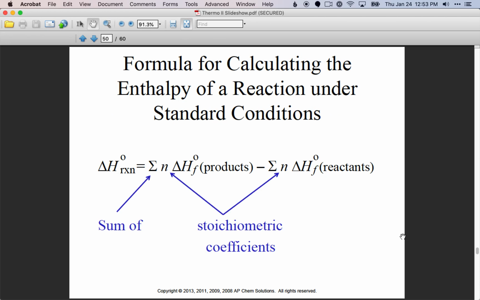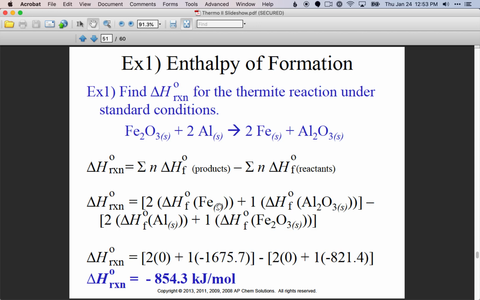Okay, so setting up a calculation for enthalpy of formation, notice that you're looking at heat of reaction, and this little degree symbol represents the standard state. You have to pay attention to the stoichiometry when you're doing these kinds of calculations. So it's always products minus reactants. And here's an example where we have iron 3 oxide reacting with aluminum, and this produces iron plus aluminum oxide. Notice it's a thermite reaction. It's pretty vigorous, very exothermic.